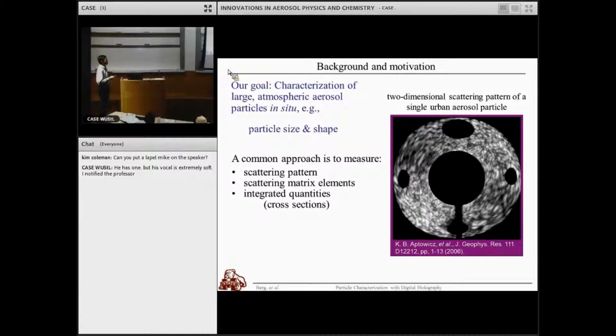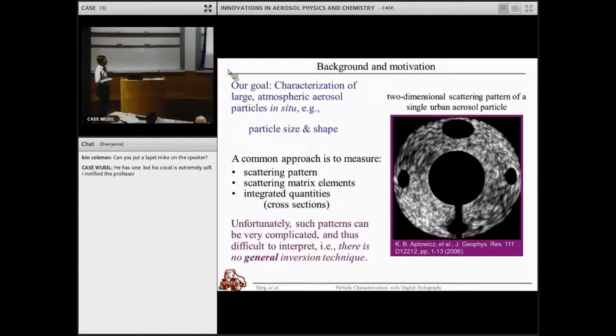And here's an example of work from Kevin Aptowitz showing the two-dimensional light-scattered intensity distribution collected from a single urban aerosol particle. And the thing to notice here is the complexity of this pattern. To interpret this pattern and try to invert it, if you will, to extract the information to do this characterization is an extremely challenging task. Again, we know this. And there is no general inversion technique possible. This is the basic idea behind what's called the inverse problem.